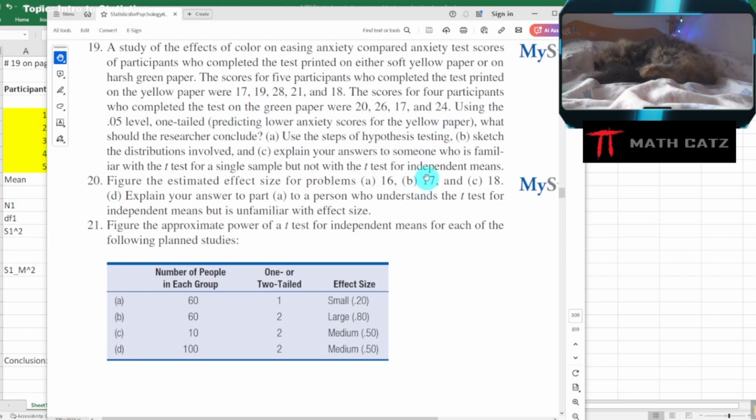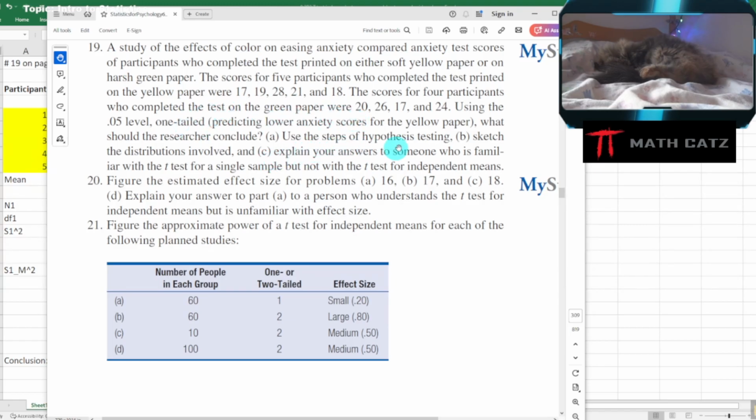Now we're not doing all of these, but the main important parts. Using the 0.05 level, they tell me it's one-tailed. That doesn't always happen. I have to figure that out. We want to see if there's a prediction of lower anxiety scores for the yellow paper. So we want to know, is yellow on average giving me lower anxiety scores? Not different, that would be two-tailed, but specifically I want to test if it's lower.